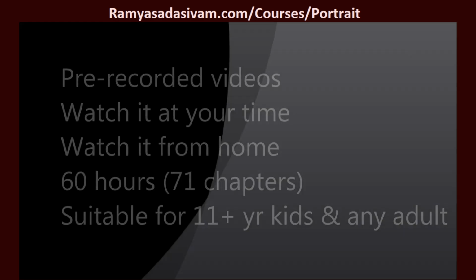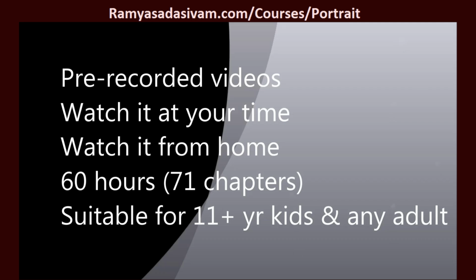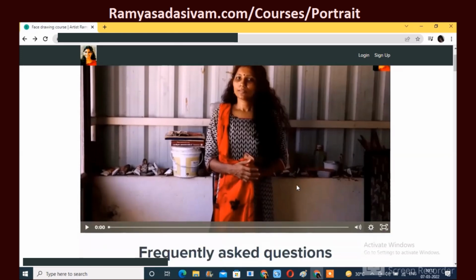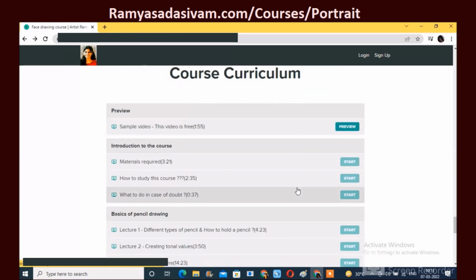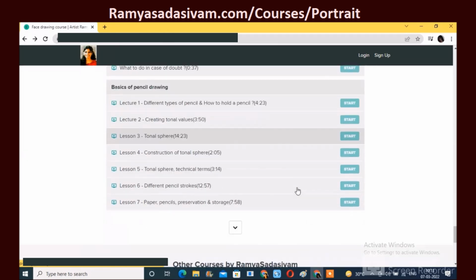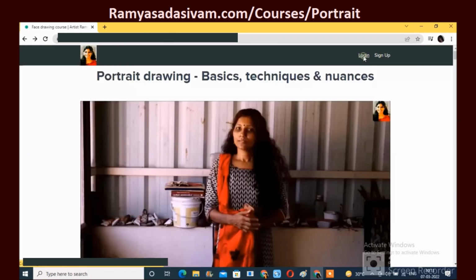Format of the course. It is a self-learning course, all pre-recorded videos. You can watch it whenever you are free. Course duration is 60 hours, which is divided into 27 hours of teaching and 23 hours of demo. Suitable for 11 plus year kids and any adult. Once you purchase the course, you will be enrolled immediately and you can start learning immediately. You can watch it on your mobile, tab, laptop or desktop. All that you have to do is log in and start learning.